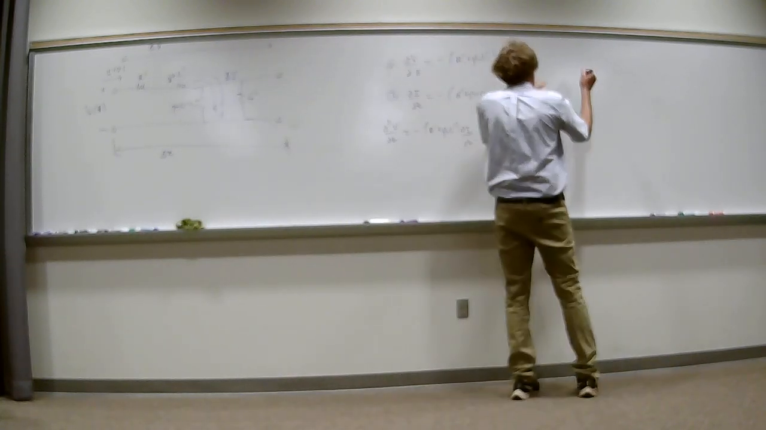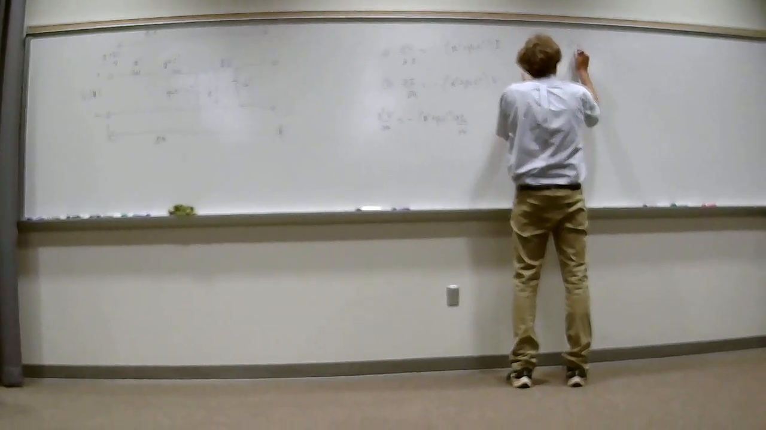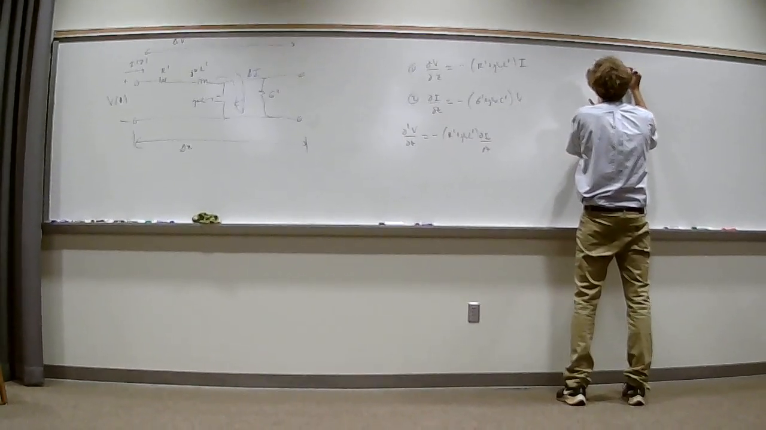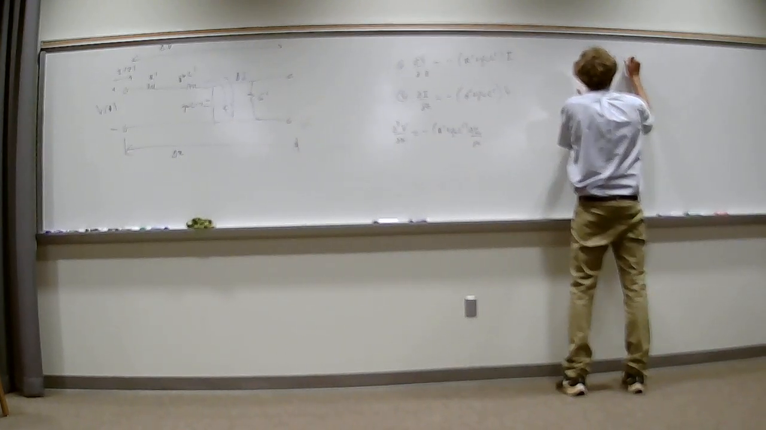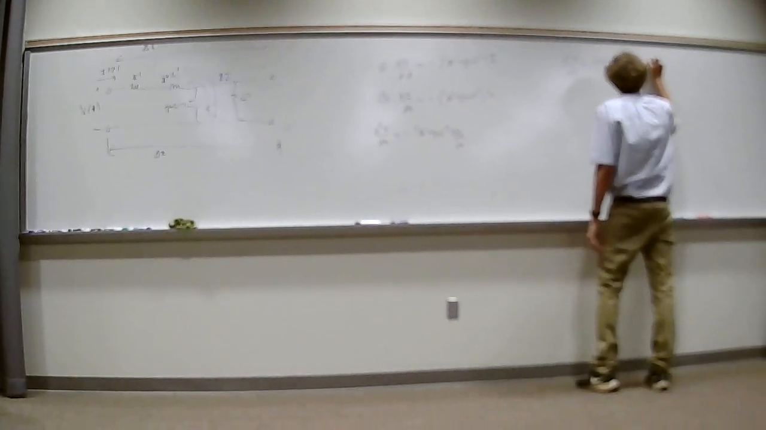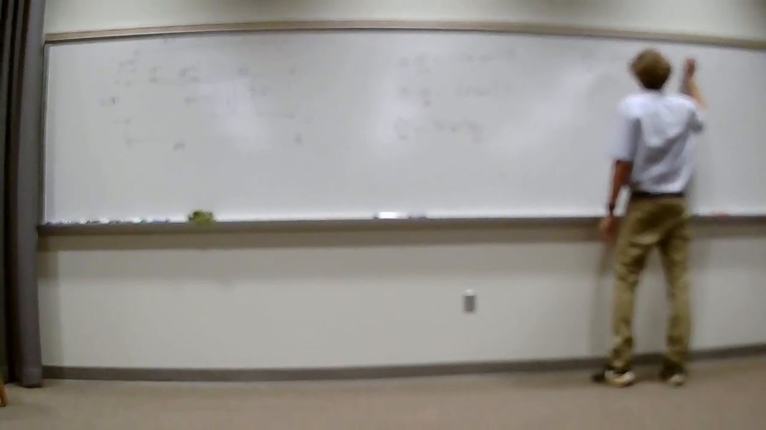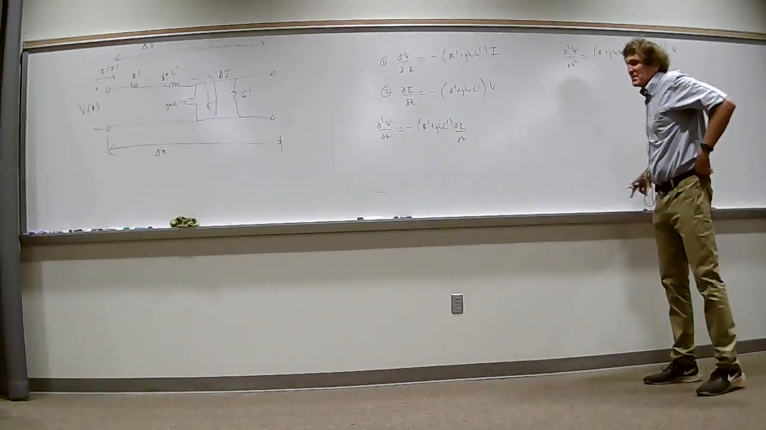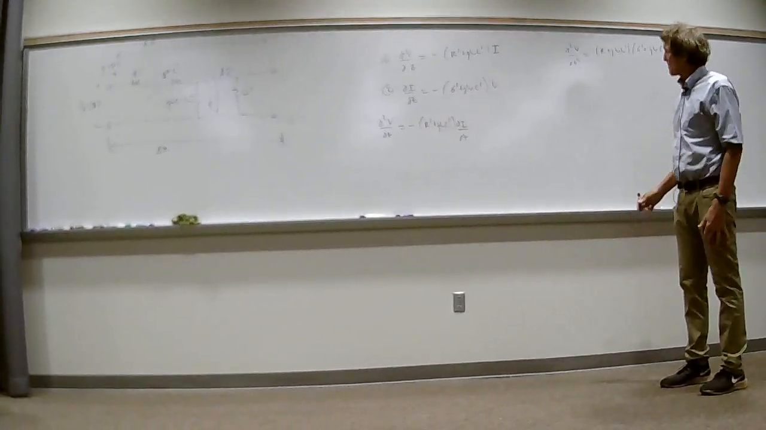So this will become the second derivative of V with respect to Z squared is equal to, and here it's going to be R prime plus J omega L prime times G prime plus J omega C prime. And it's going to be times V. V is a function of Z only. It's a phasor, so we suppress e to the J omega T.